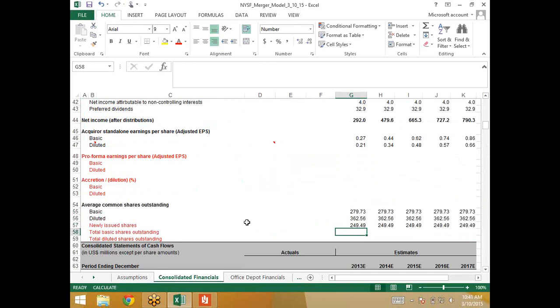And so the total basic shares outstanding is the basic plus the new. The old basic shares plus the new shares gives us the total shares. Or for diluted, the diluted shares plus the new shares gives us the total shares.